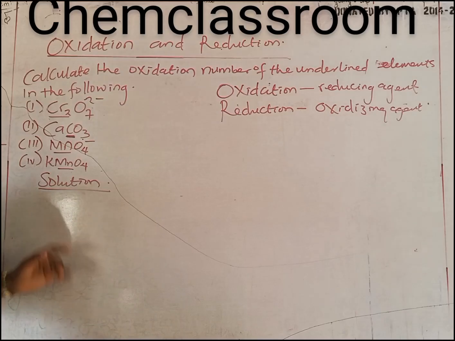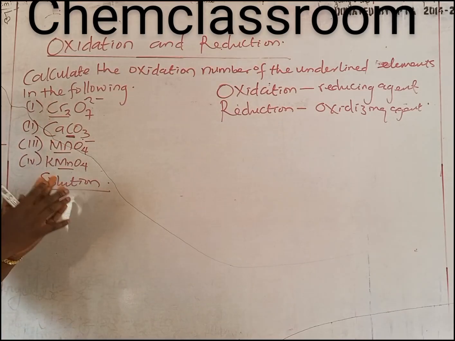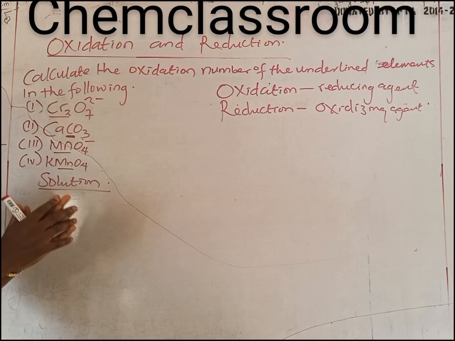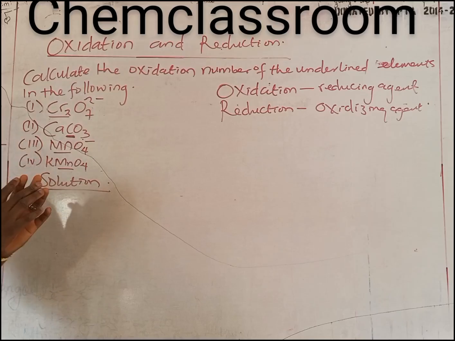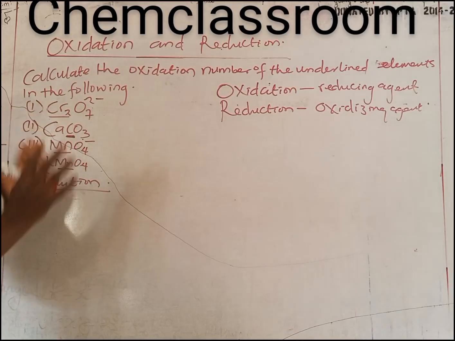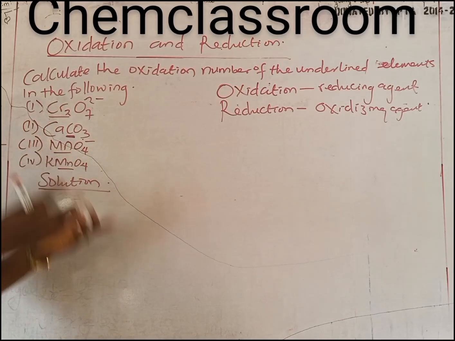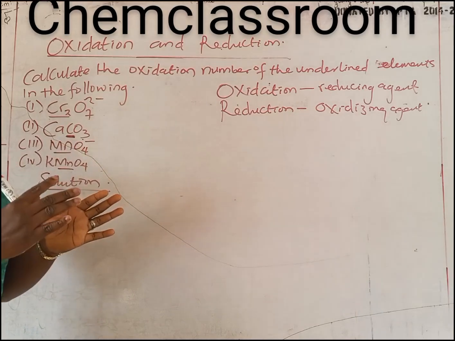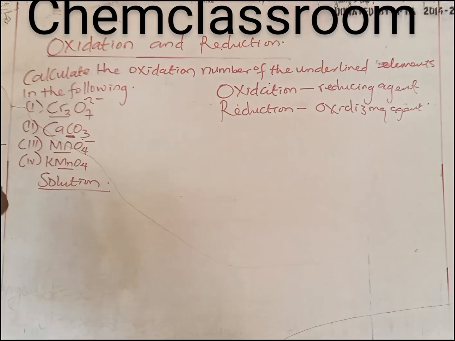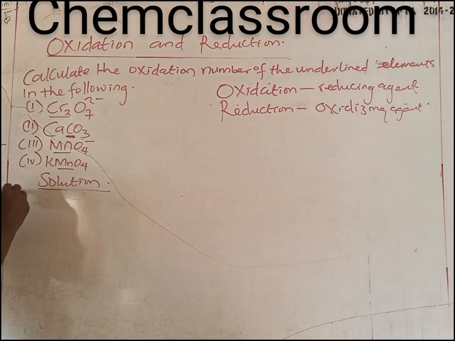I'm going to be calculating the oxidation number of the underlined element. There is something we need to understand. Whenever you are given anything to calculate the oxidation number, please check if there is a charge. If you are given an ion, you equate to the number of charge. If you are given a group of charged atoms, like radicals, the charge on it is what you equate to. But if you are given a normal compound with no charge, then you equate to 0.